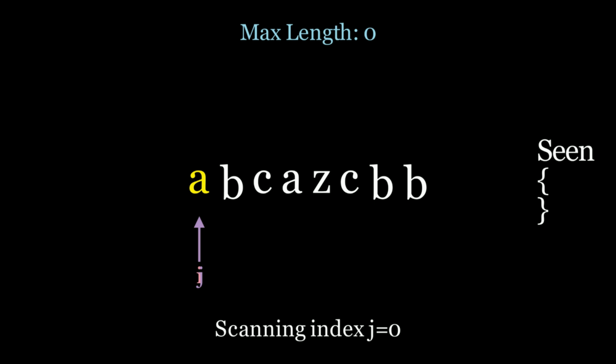The only other difference is instead of a hash set, we're going to use a hash map because it's going to be useful to know the index associated with every character. And we're going to see why as well. So let's start this algorithm by moving j as far as we can.